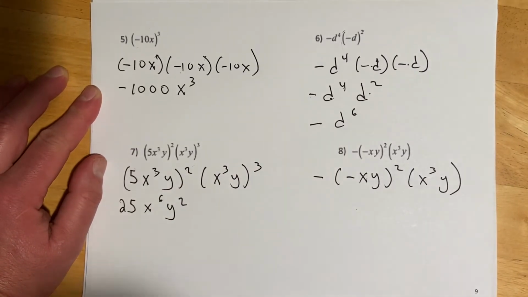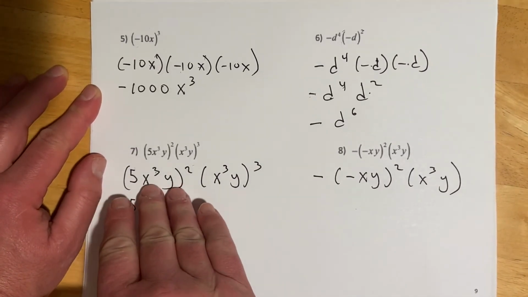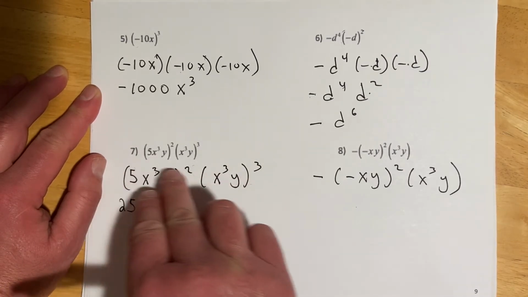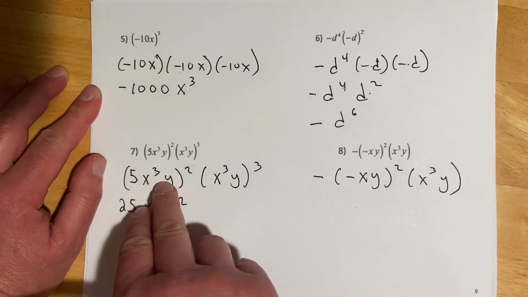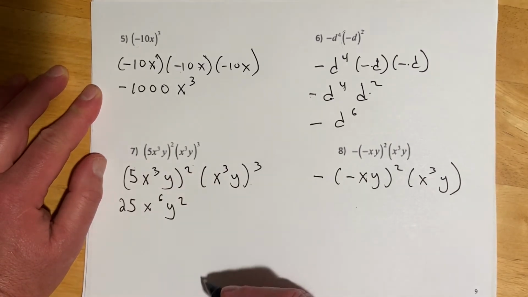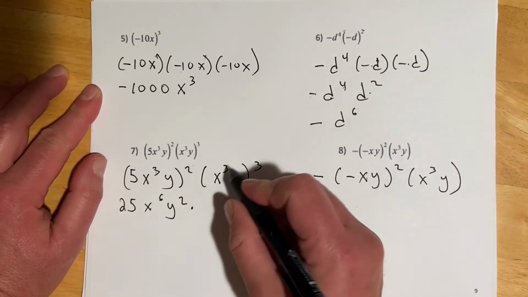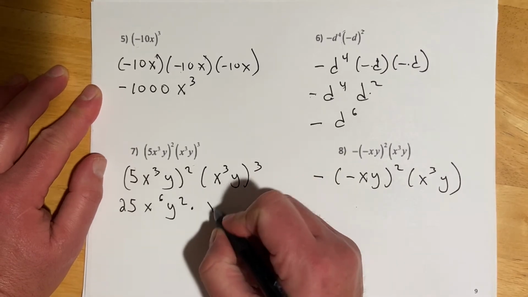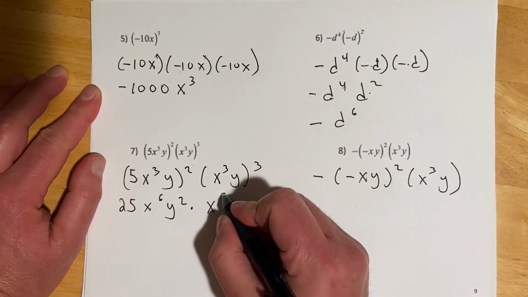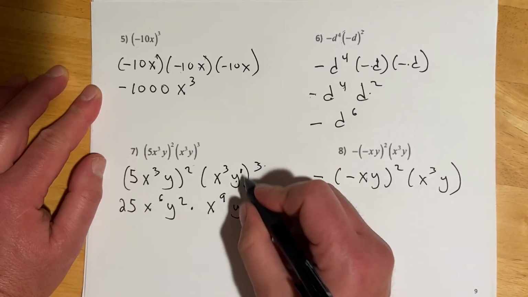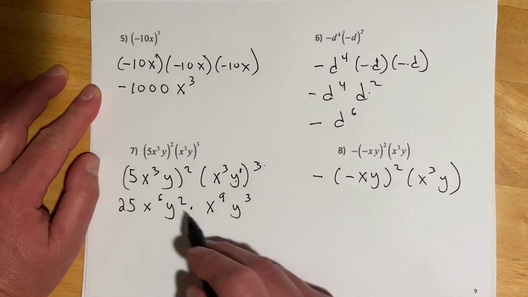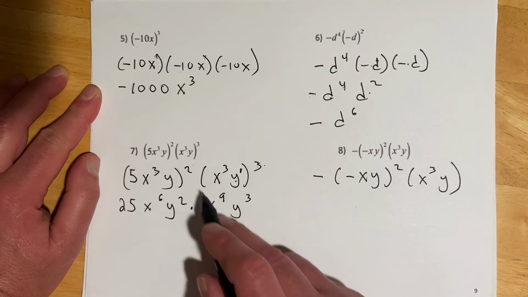And again, if you get mixed up, think about if this was 5x cubed y times 5x cubed y. So 5 and 5 would be the 25, x cubed, there's your x to the 6th, y and y would make that y squared. This piece, I'll go x cubed cubed, so that would be x to the 9th. And y to the 1st cubed would be 3 times 1, or 3.